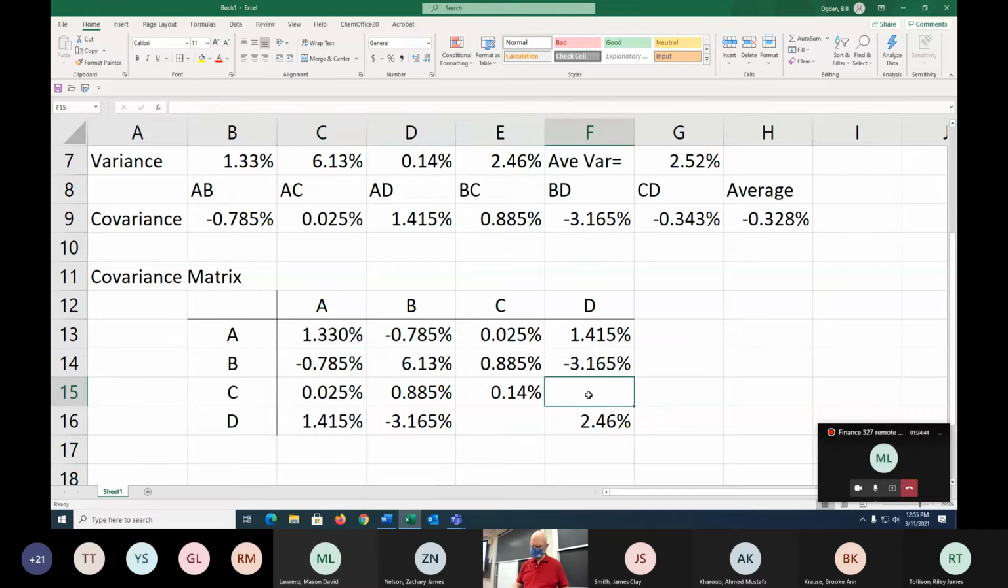So let's get, we got C and D going here. And that would be here. And then we have C and D going here.